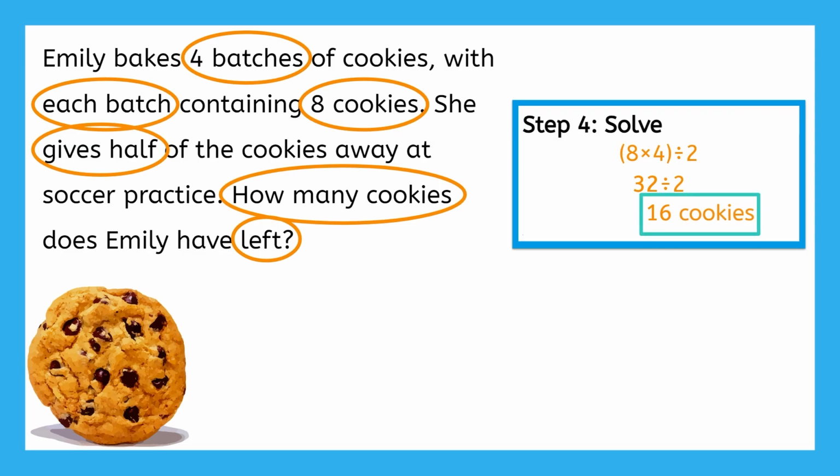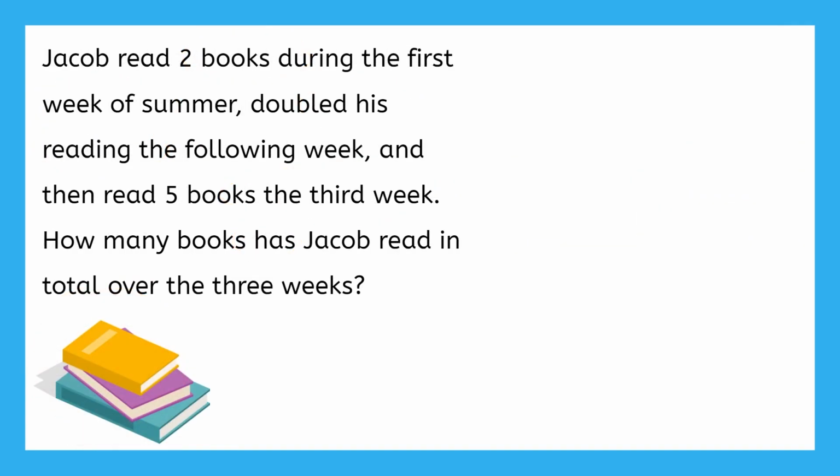Excellent work. Let's do one final practice problem. Jacob read 2 books during the first week of summer, doubled his reading the following week, and then read 5 books the third week. How many books has Jacob read in total over the 3 weeks? I think you're ready to solve this one all by yourself. Pause here and complete all 4 steps of SIMS. We'll check your work when you're done.